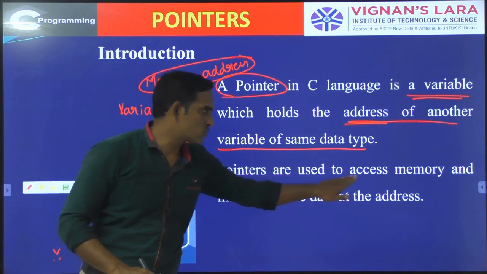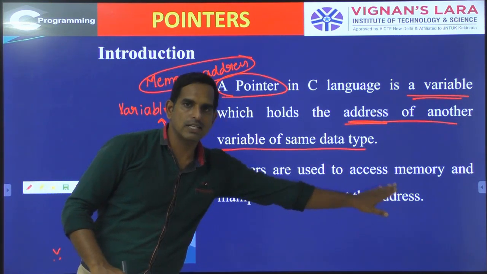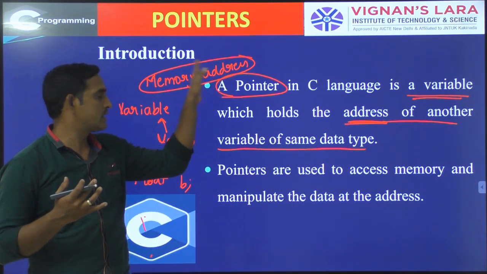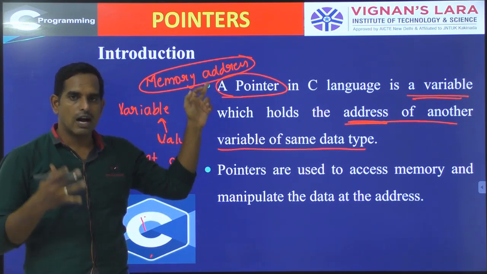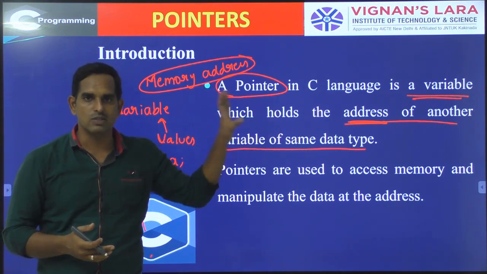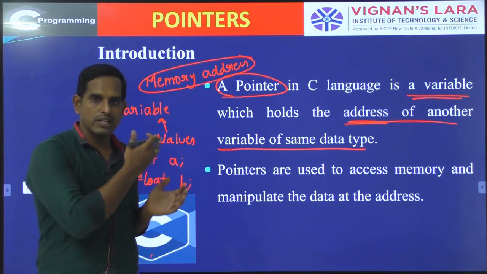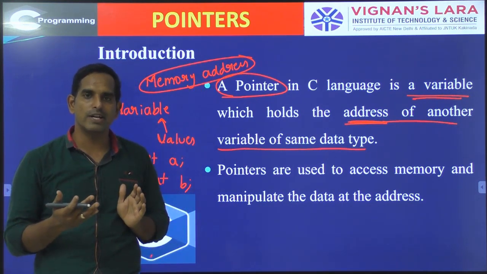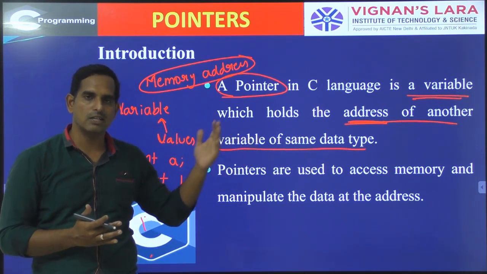So pointers are used to access memory and manipulate the data that is contained at that address. Pointers will be used to store the addresses, or to access the memory, and we can manipulate the data present at those addresses. So a pointer is also a variable which holds memory addresses, and using those addresses, I can manipulate the data present at that memory address.